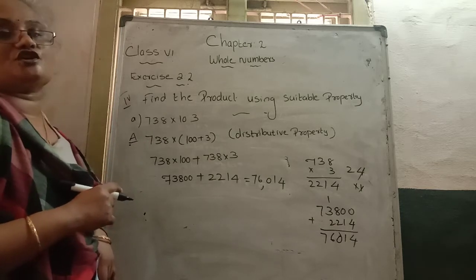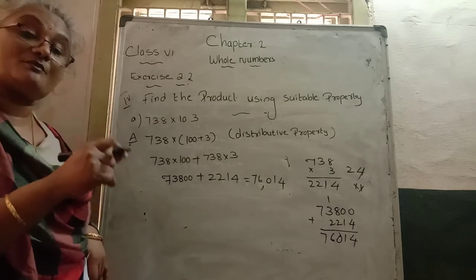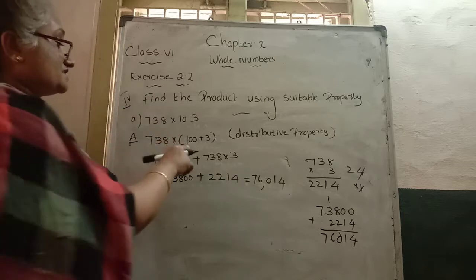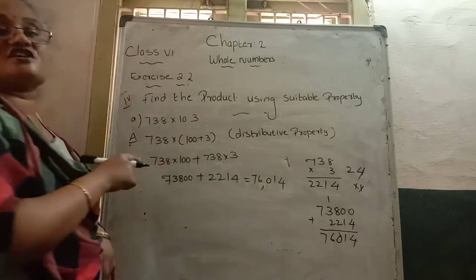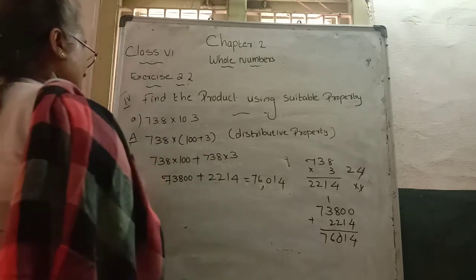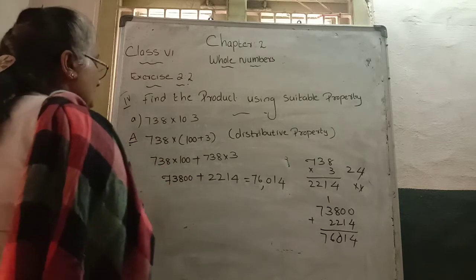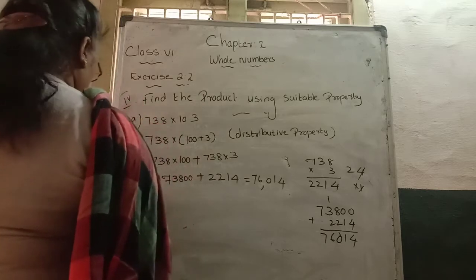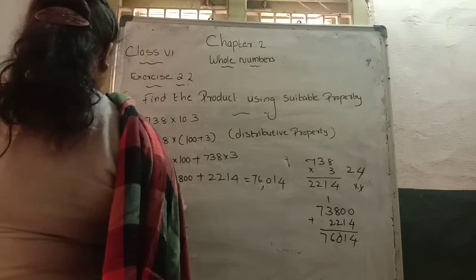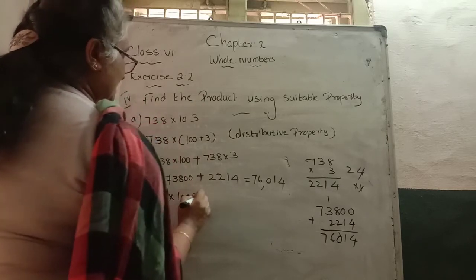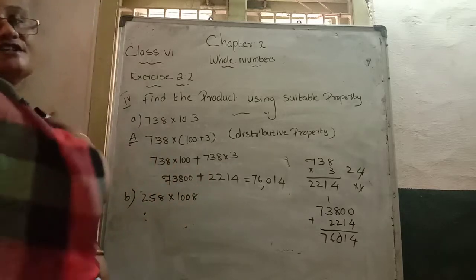Applying a distributive property. Distributive property under addition case. Here see, under addition case we applied there. I hope you can understand this question. Then B question, one more question. 258 into 1008.